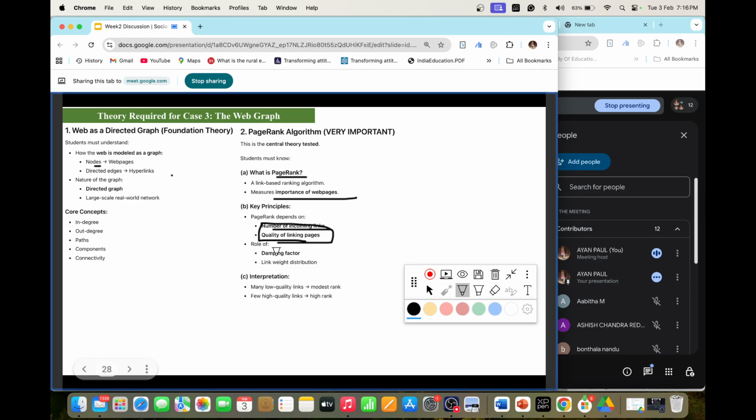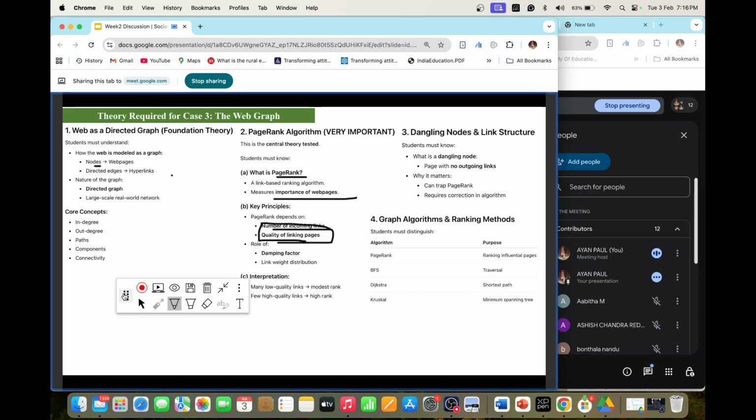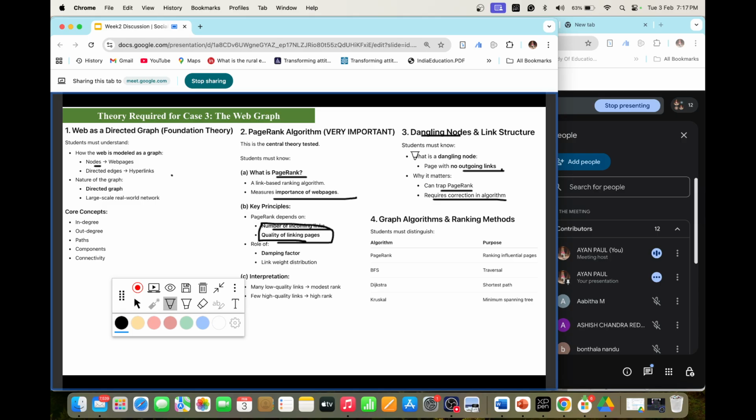Then the role of damping factor and link weight distribution; just forget this interpretation. Many low quality links give modest rank, while few high quality links give high rank. Then dangling nodes. Last class we discussed what a dangling node is: a page with no outgoing links. Why does it matter? It can trap the page rank, and it requires a correction in the algorithm. We discussed this in the previous class also.